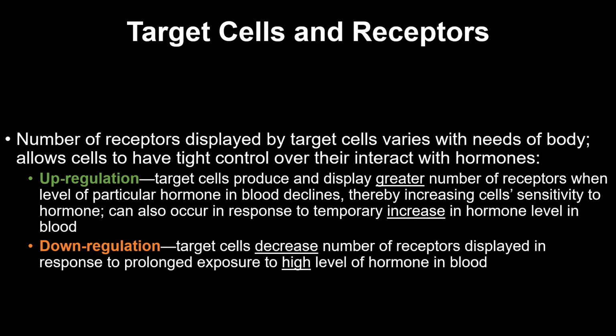Do note that in some cases, this response of upregulation is in response to a temporary increase in the circulating hormone level that's able to enhance the hormone's effect on the target cells. However, prolonged exposure to a high level of a hormone can cause the opposite effect. Target cells decrease the number of receptors, and that is a process known as downregulation. And these mechanisms allow cells to have tight control over how they interact with those hormones.